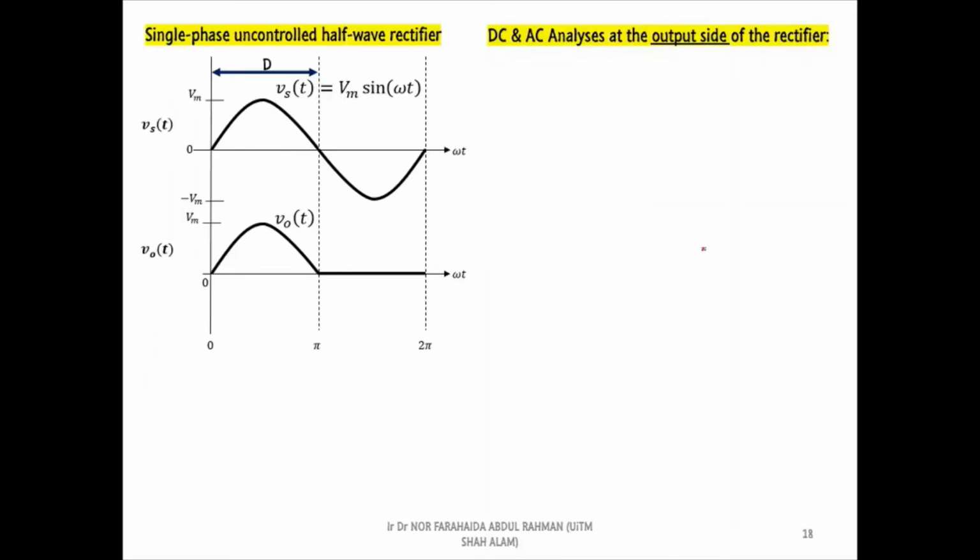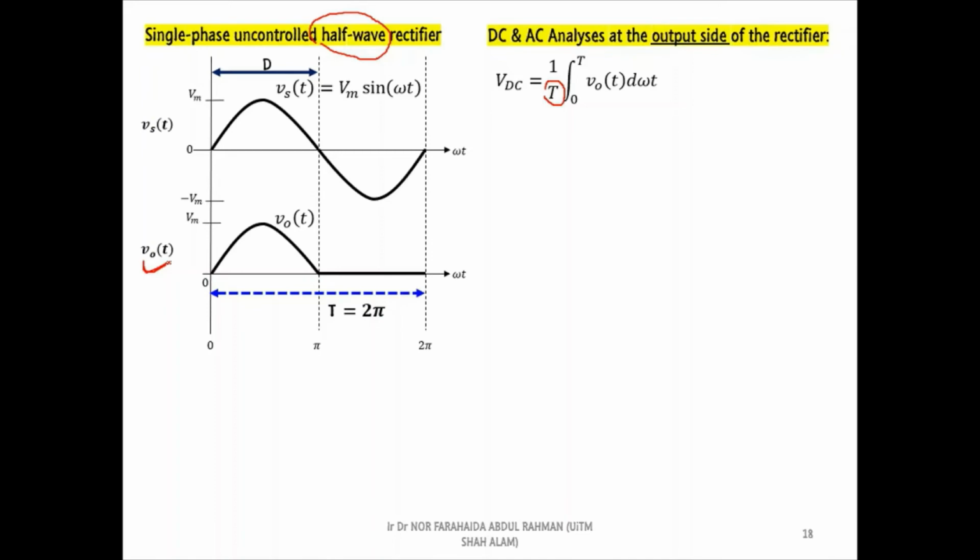Now, let's analyze the output voltage waveform of a single-phase uncontrolled half-wave rectifier. First, we start with the calculation of the average output voltage using this general equation. According to the equation, we need to determine the full period of a complete cycle of the output voltage waveform. Based on the wave shape of the output voltage, we can identify that the full period, which is T, is equal to 2 pi.